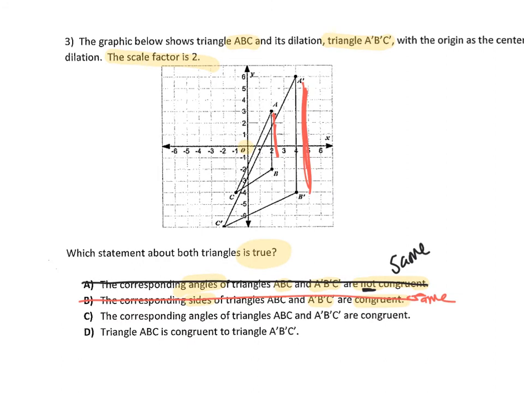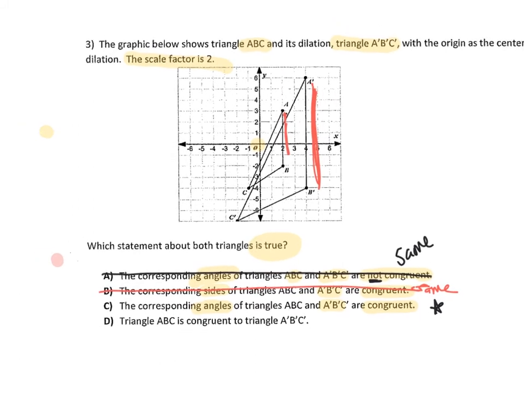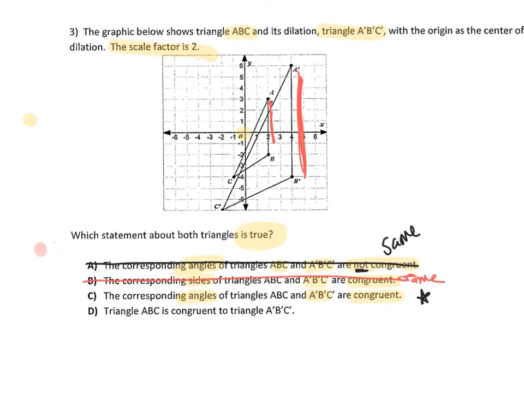Then C, the corresponding angles of triangles ABC and A prime, B prime, C prime are congruent. What do you think? That sounds pretty good because we said the angles don't change. The angles stay the same regardless of if they get bigger or if they get smaller, just the side lengths are changing. So then D says triangle ABC is congruent to triangle A prime, B prime, C prime. Remember, congruent means same size, same shape. So that would not be true because our triangle got bigger. So it's got to be C.